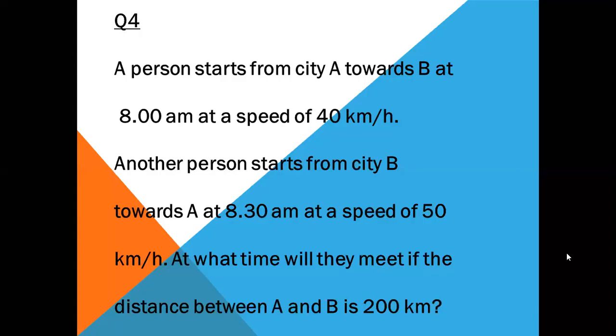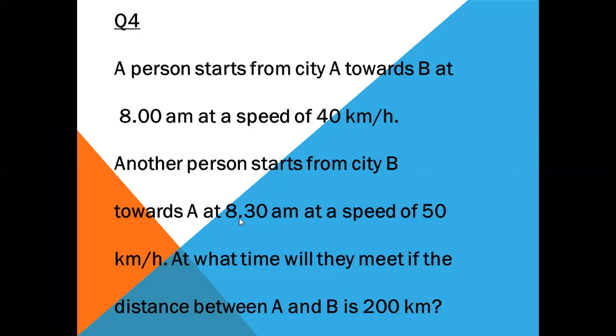Okay, let us come to our next question. A person starts from A towards B at 8 a.m. at a speed of 40 kilometers per hour. Another person starts from B towards A at 8:30 a.m. Means the first person is moving from A to B, another person from B to A. Means they are moving in opposite direction. And you remember the rule: if two persons or two trains are moving in opposite direction, relative speed has to be added.